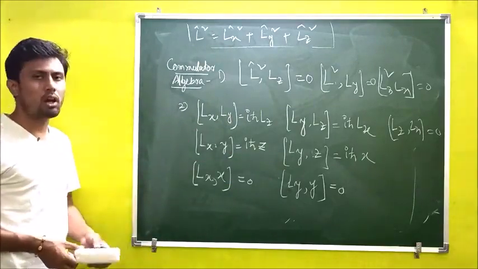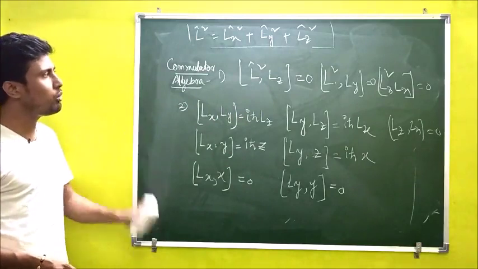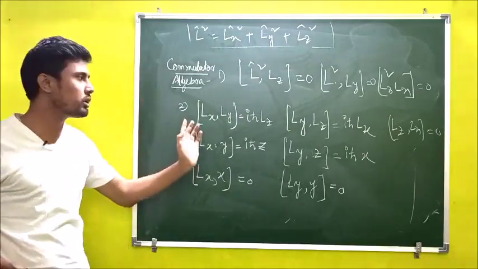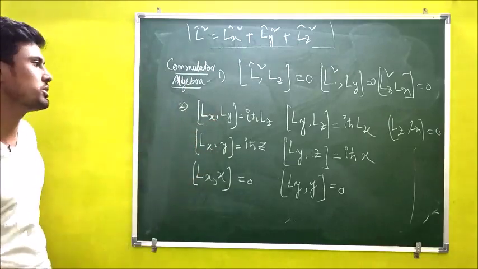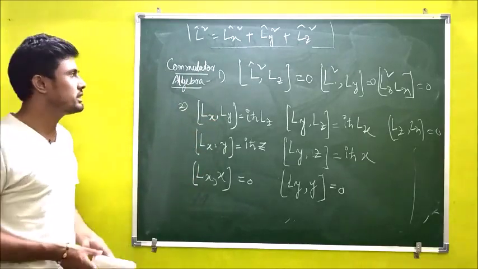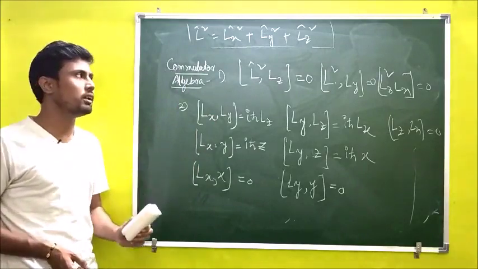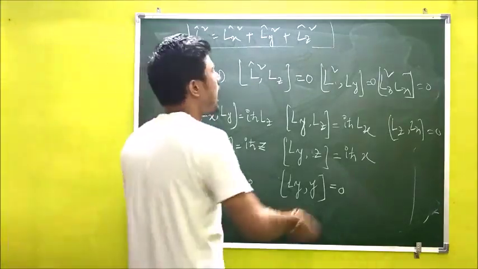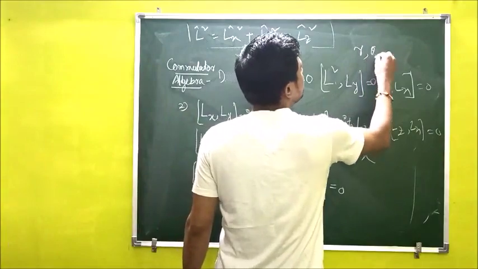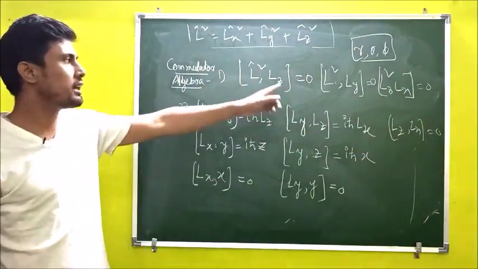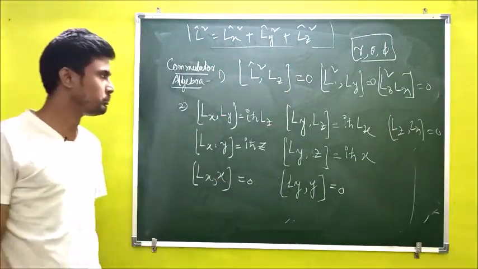Now we'll discuss the angular momentum. Here we have discussed the angular momentum in terms of x, y, z coordinates, that is, three-dimensional coordinates. Now we'll discuss the angular momentum in terms of polar coordinates, that is r, theta and phi.